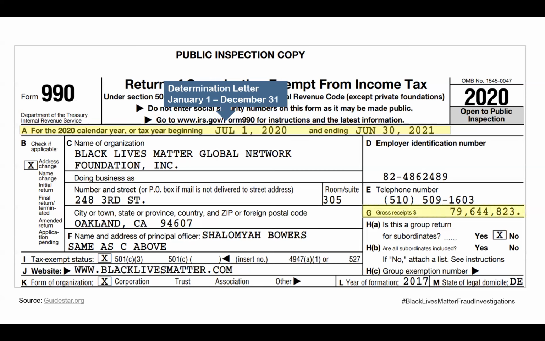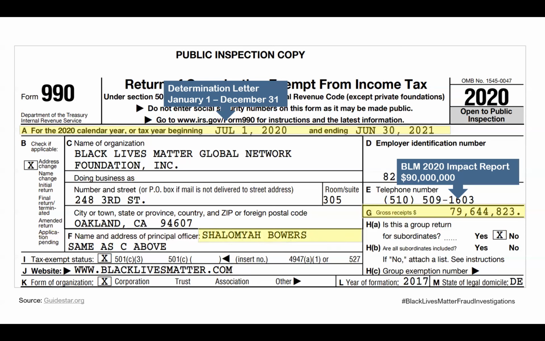The second red flag is the gross receipts. The gross receipts that they mentioned on their Black Lives Matter 2020 impact report, which is on their website, was $90 million. And that is what you heard them talk about in the media, that the Black Lives Matter Global Network Foundation generated $90 million in 2020. But the gross receipts that they documented on this Form 990 information return for 2020 is not $90 million. Instead, it's $79,644,823. So when you subtract that amount from 90 million, you get over a $10 million difference. And that's, I believe, intentional. So that's red flag number 2.